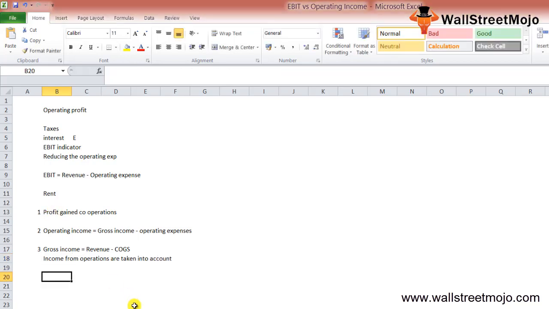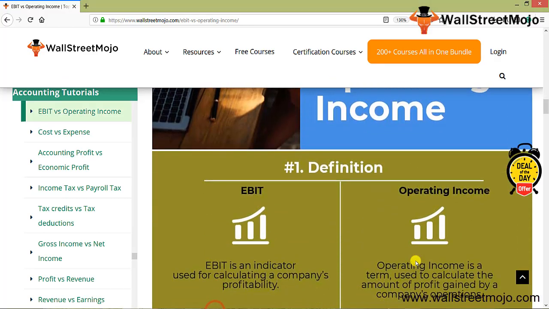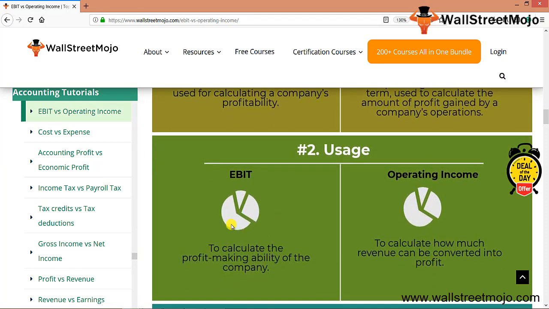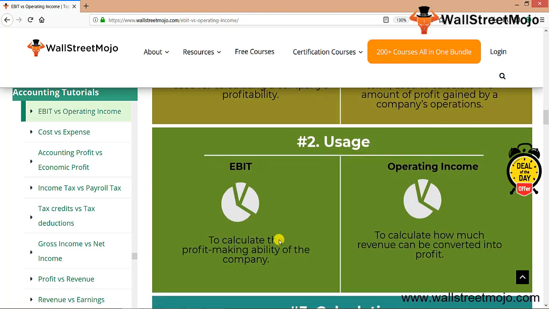Let's understand this with the help of the infographics. The first part is the definition. EBIT is an indicator that is used for calculating the company's profitability, and operating income is used to calculate the amount of profit that has been gained by the company's operations. Right? What is exactly the usage? EBIT is used for profit-making ability, and operating income is used for how much the revenue can be converted into profit. There's a very thin line of difference.